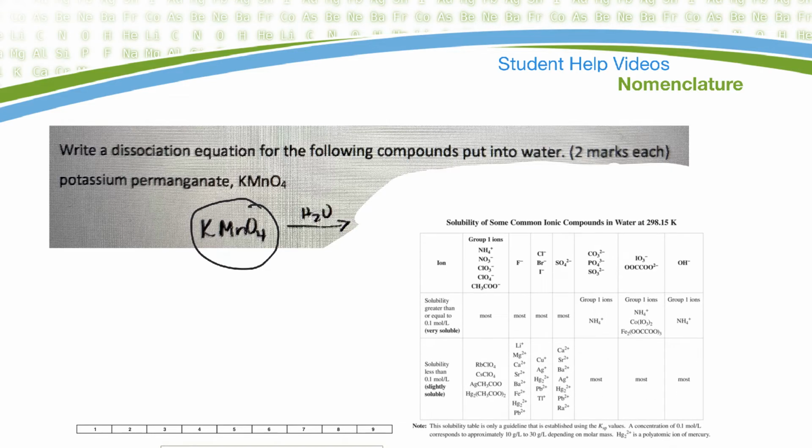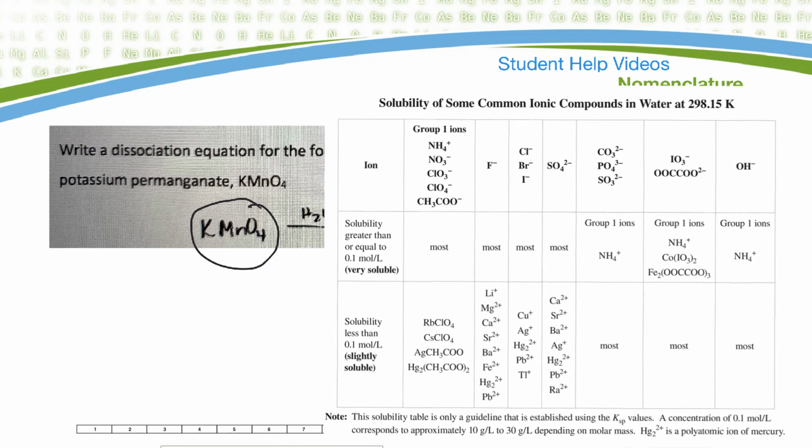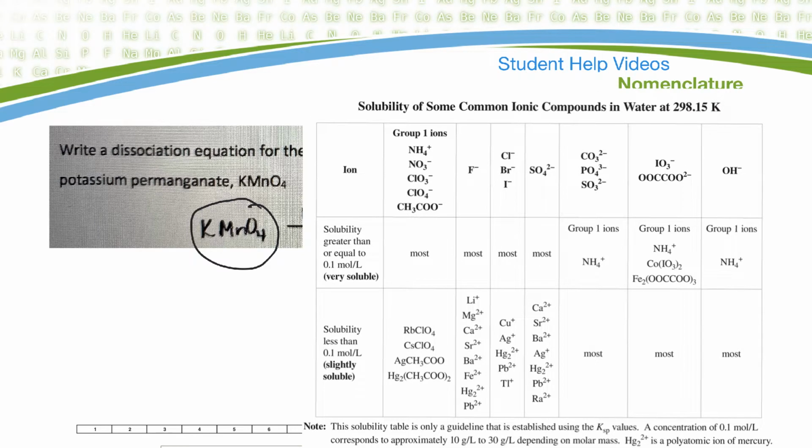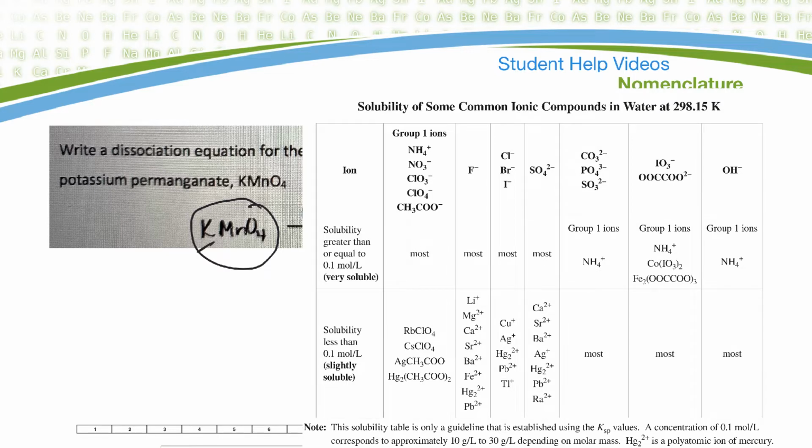So this table right here, let me make it a little bit bigger. So if I want to know if potassium permanganate will dissociate in water, what I take a look at are the two ions. So I have a potassium ion and a permanganate ion. And so when I look over here on the chart, I look at the top up here somewhere for either potassium or permanganate.